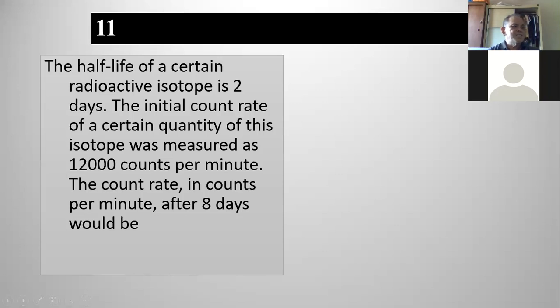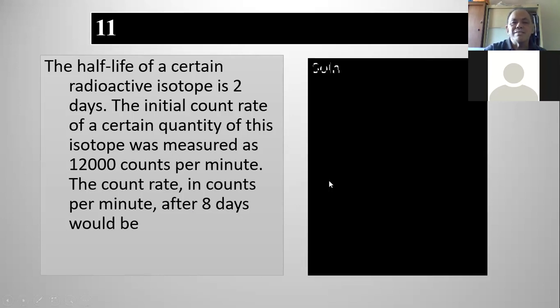Half-life of a certain radioisotope is 2 days. The initial count rate of a certain quantity of this isotope was measured as 12,000 counts per minute. What is the count rate in counts per minute after 8 days? Okay, so you can use the formula to calculate. T is time, after n half-lives, T half is the half-life. So you are told that 2 days is the half-life, and then you are told 8 days. After 8 days, how many half-lives? Calculate, it is 4. Right? 8 divided by 2 is 4.